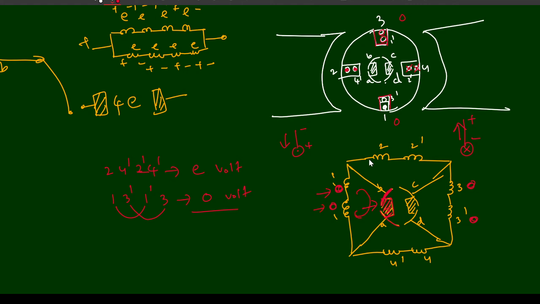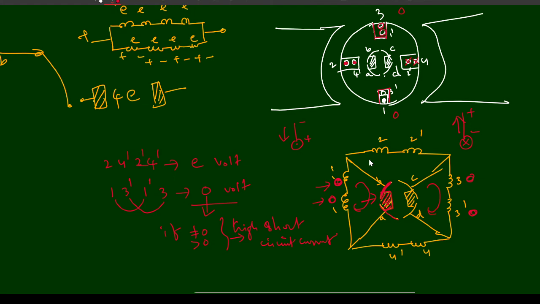If this would not have been 0, then there would have been a circulating current flowing in this loop, which would lead to high short circuit currents. If this voltage is not equal to 0 or slightly greater than 0, then this would have led to high short circuit current in that loop. But it is not happening like this.